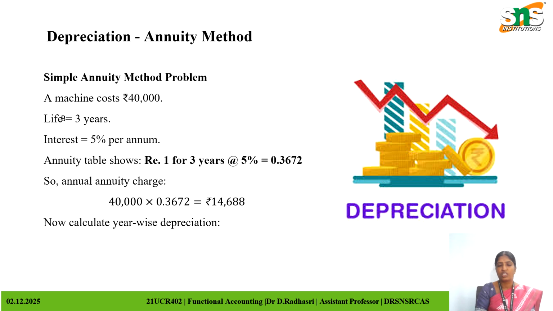The total cost is 40,000. The annuity table percentage is 5%. So we calculate 40,000 into 0.3672, which gives the total amount of 14,688. It is the calculation for the first year.